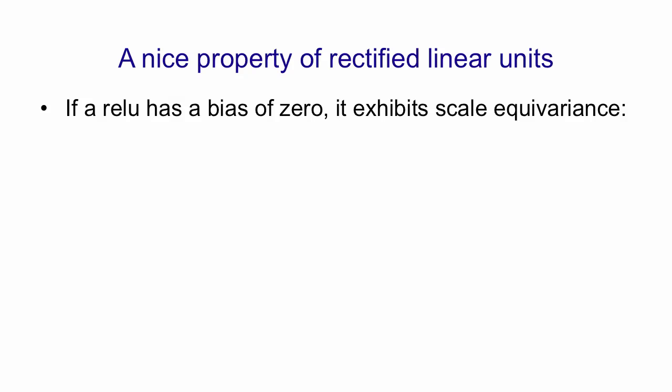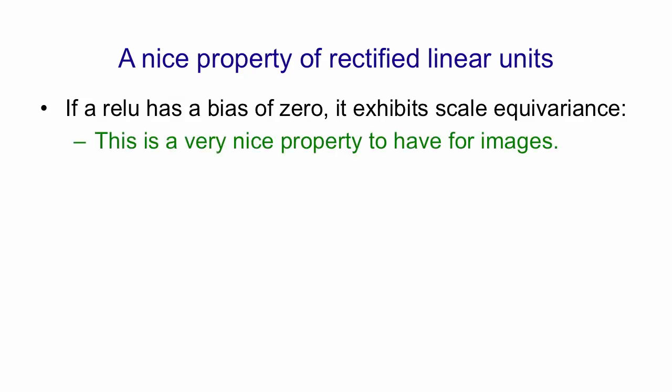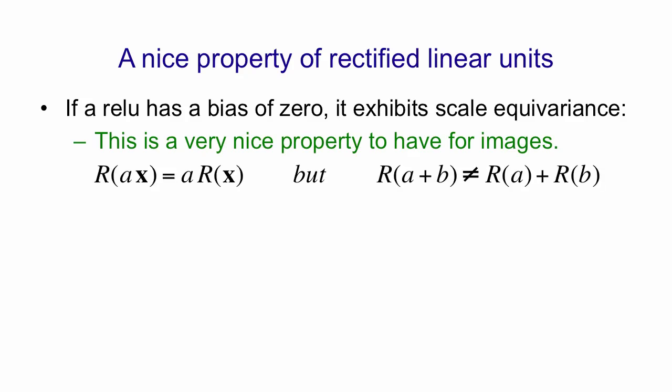One nice property of rectified linear units is that if they have a bias of 0, they exhibit scale equivariance. This is a very nice property to have for images. What scale equivariance means is that if you take an image x and you multiply all the pixel intensities by a scalar, a, then the representation of ax in the rectified linear units will be just a times the representation of x. In other words, when we scale up all the intensities in the image, we scale up the activities of all the hidden units, but all the ratios stay the same. Rectified linear units aren't fully linear, because if you add together two images, the representation you get is not the sum of the representations of each image separately.